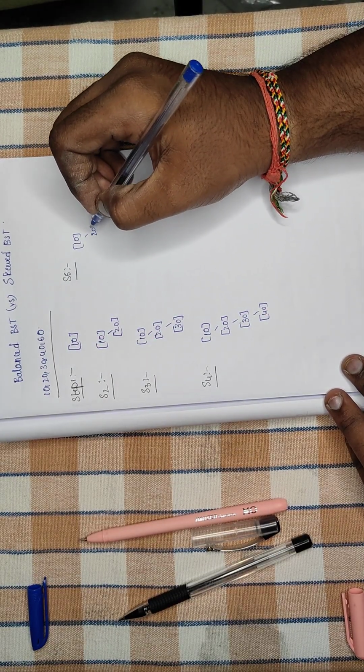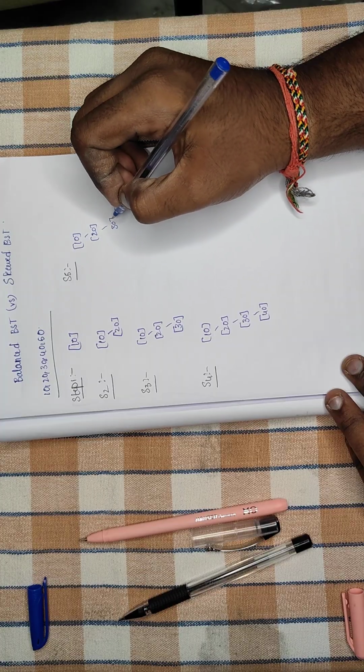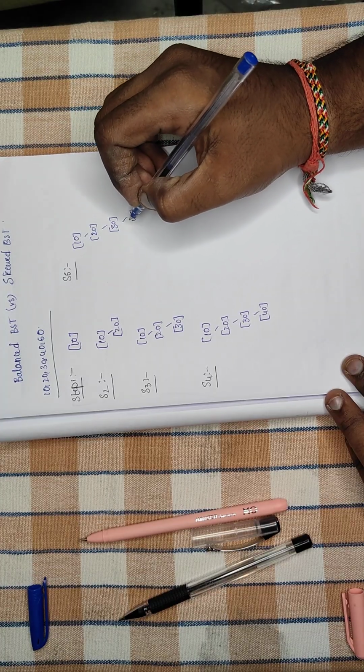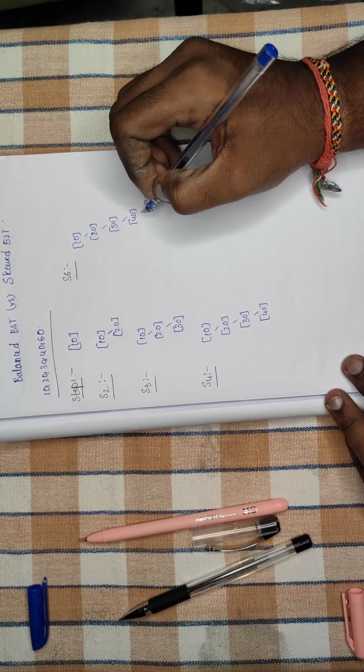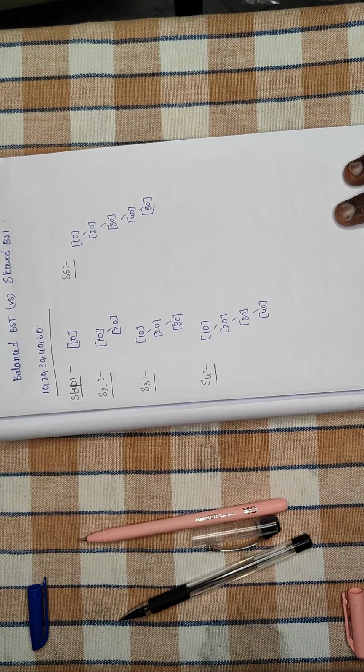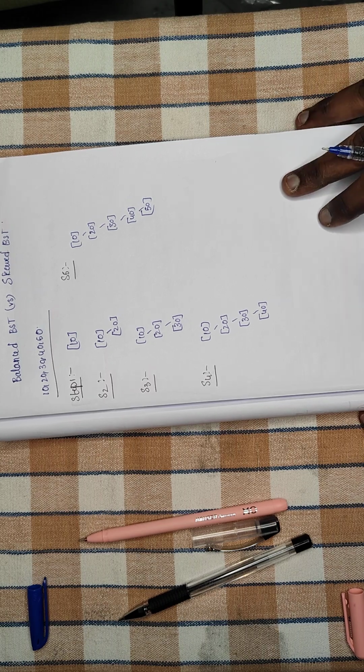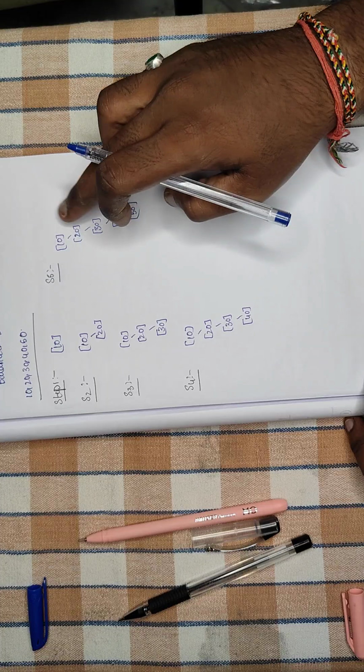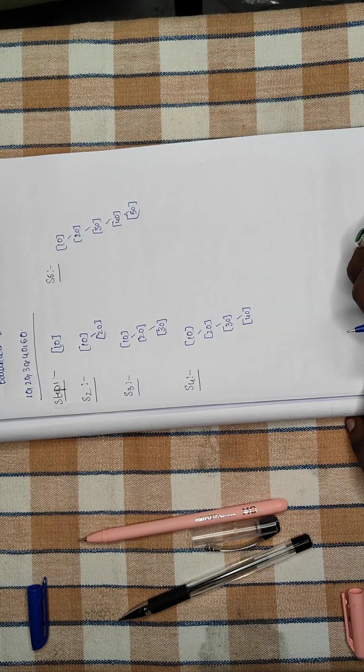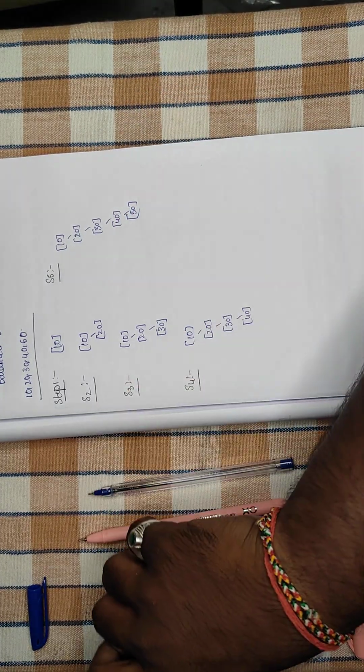Ten, 20, 30, 40, 50. So look at this tree carefully. Is this tree looking like a proper tree? It's almost looking like a straight line. As you observe, this is called a skewed binary search tree.